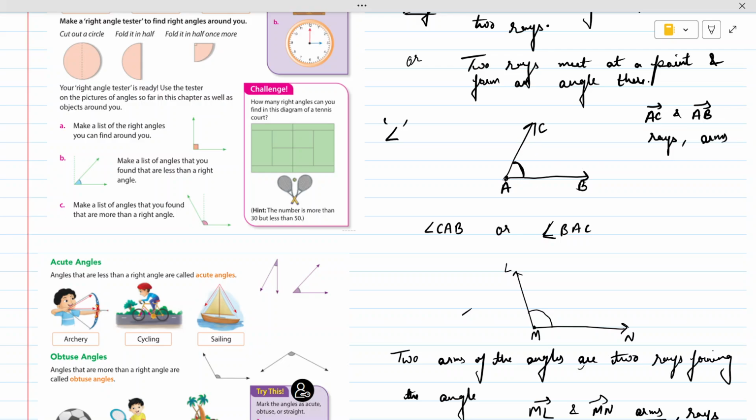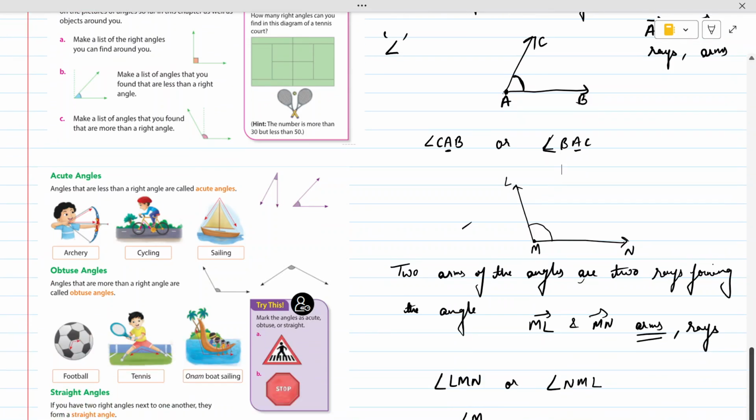The point will always be in the middle. Whenever we are writing the name of the angle, the vertex will always be in the middle. If I consider CAB, I cannot name this as BCA. That will be wrong, because that shows that the angle is at C, which is not true. So the point where the angle is forming should always be in the middle when we are naming it. So kids, this is about the angles we have learnt now.